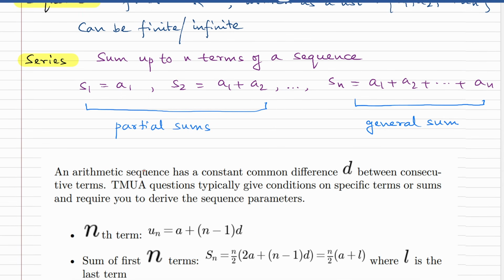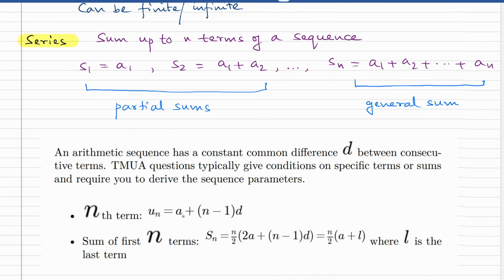Now let's study what an arithmetic sequence is. This is a sequence that has a constant common difference between consecutive terms. Actually, this is between all consecutive terms. ESAT will ask you questions relating to sums, properties of sequences, sometimes real life application mixed with algebra, but TMUA questions will give conditions on specific terms or sums and require you to derive the sequence parameters.